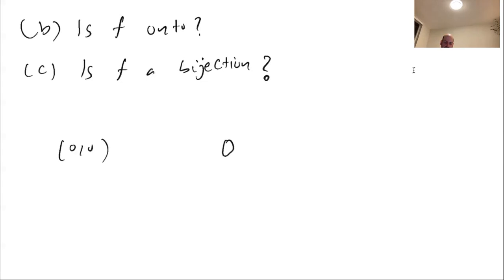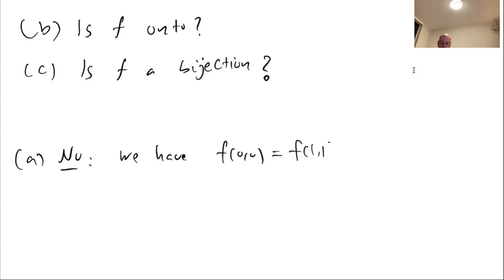So the answer to part A is no. We have, for example, f of 0 and 0 equals f of 1 and 1 equals 0, but 0 and 0 is not equal to 1 and 1. Once you show that there are two different inputs which have the same output, that would imply that the function is not 1 to 1.